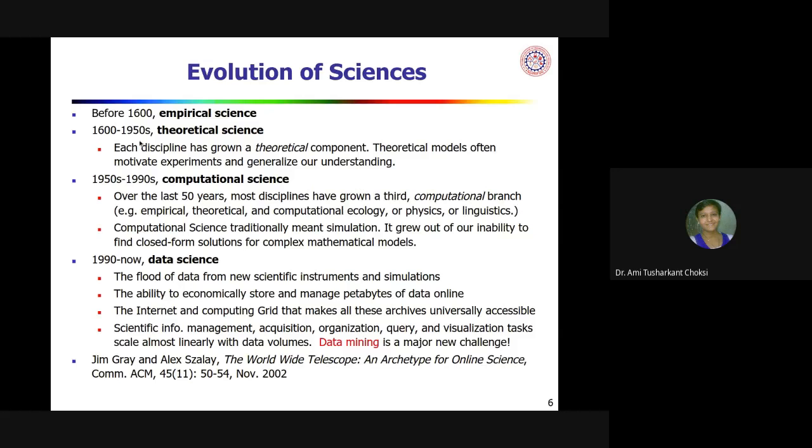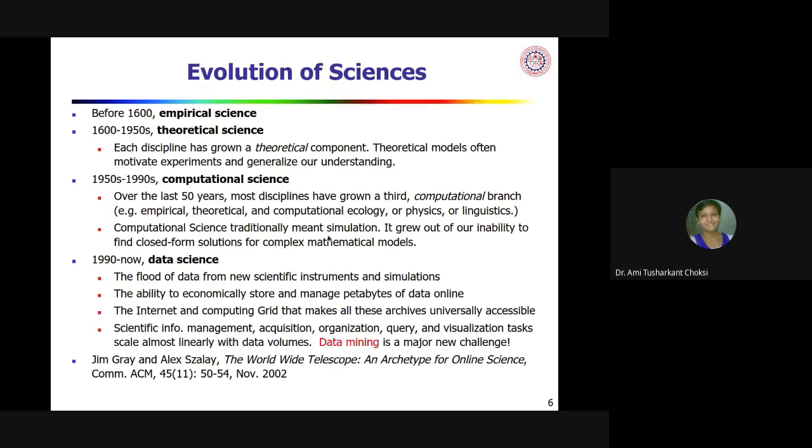From 1600 to 1950, theoretical science was there. So what is that? Each discipline has grown a theoretical component. Theoretical models often motivate experiments and generalize our understanding. From 1950 to 1990, computational science was there. Most disciplines have grown a third computational branch, so we have empirical, theoretical, computational, in ecology, physics or linguistics.